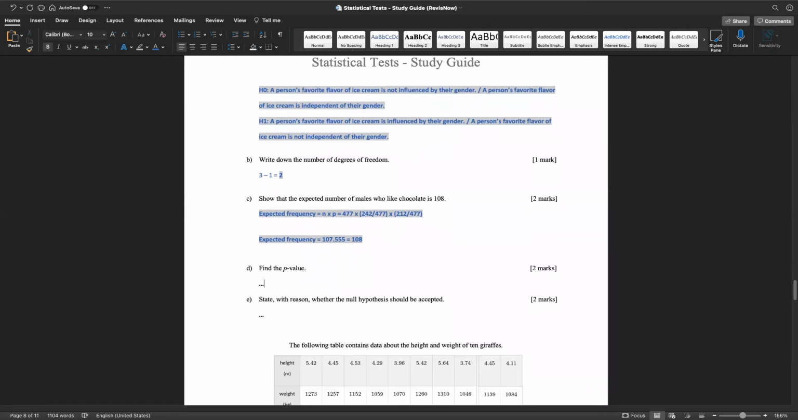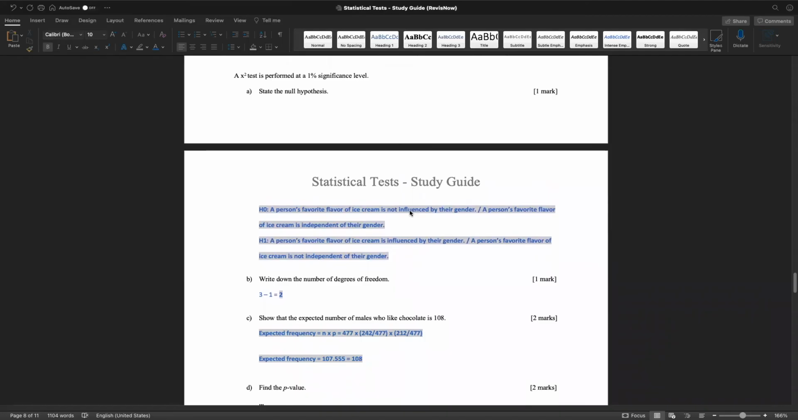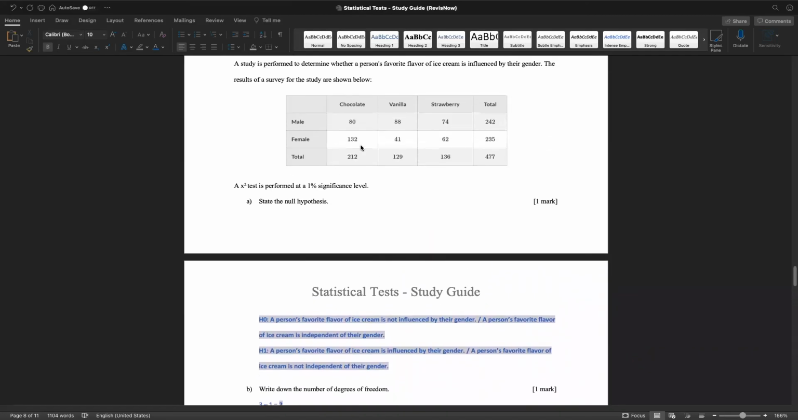Okay, and then find the p-value. Okay, yeah. So for this, you would go to the matrix, click edit, and since there are 2 rows and 3 columns, you would first put 2, and then you would put 3. And then you would plug in the values as they appear. Not these values, because they're the total values. They don't pertain to your matrix. So 80, 88, 74, and then you put in 132, 41, 62.